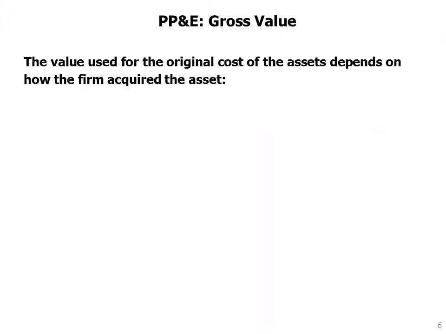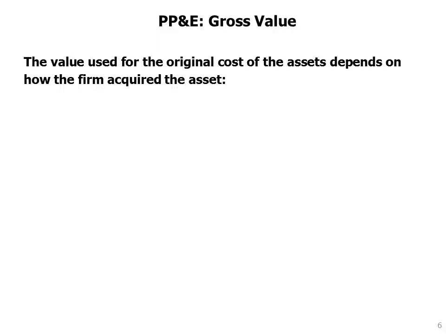So we're going to go through the accounting for property, plant and equipment held at historic cost. And the first item we're going to look at is the gross value. This is a value which is reported in the notes to the accounts in exactly the same way as we had a gross accounts receivable number. So the value recorded here is the original cost of the asset. And the original cost of the asset depends upon how the firm acquired it.